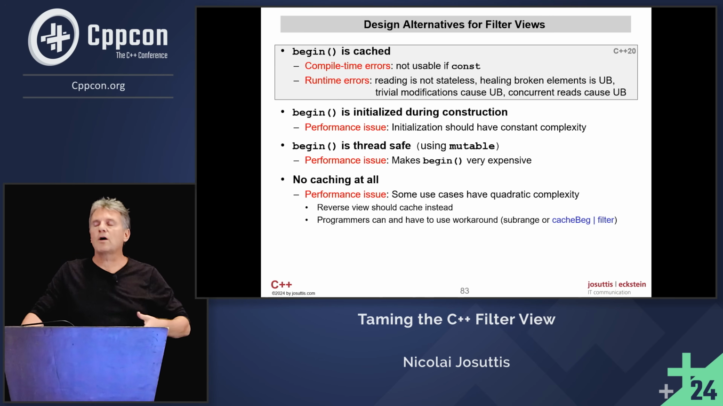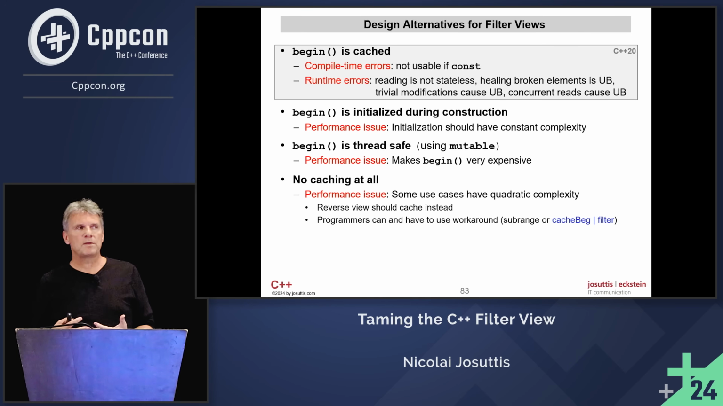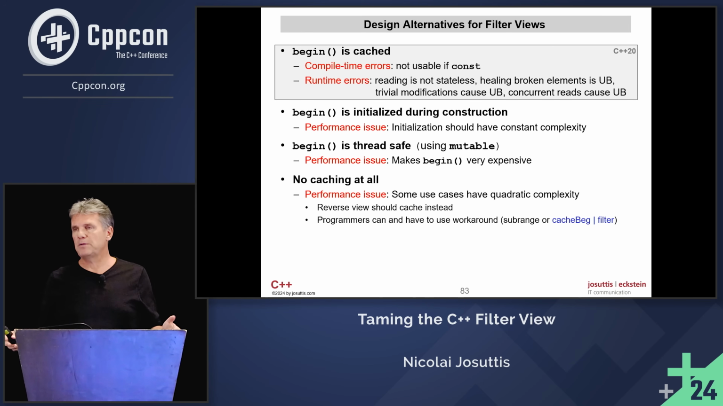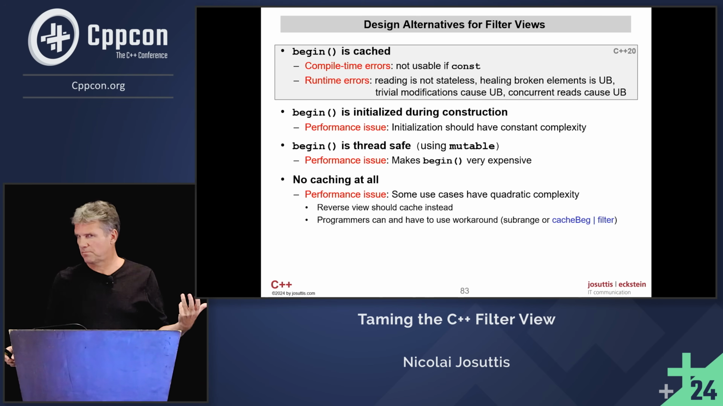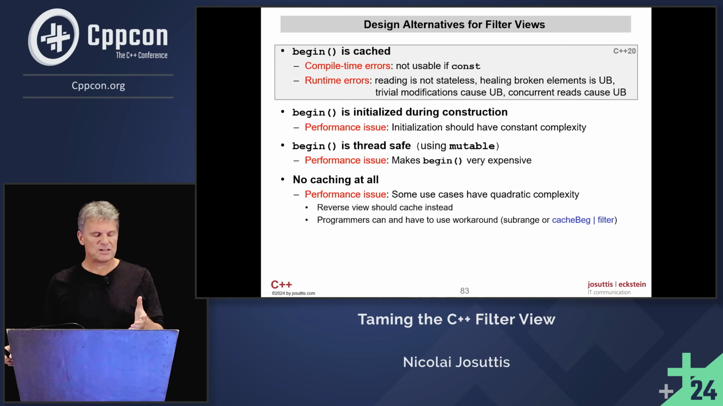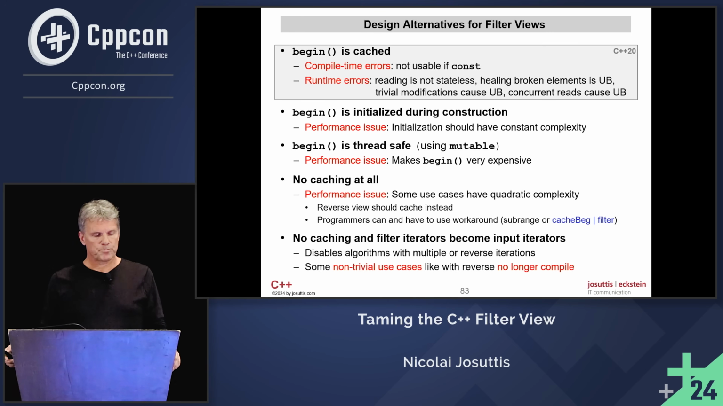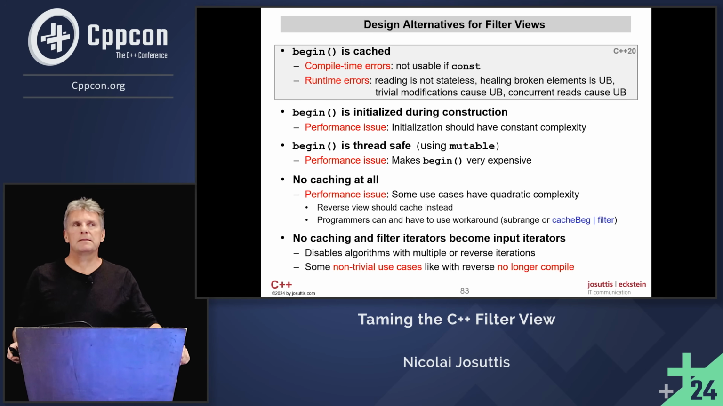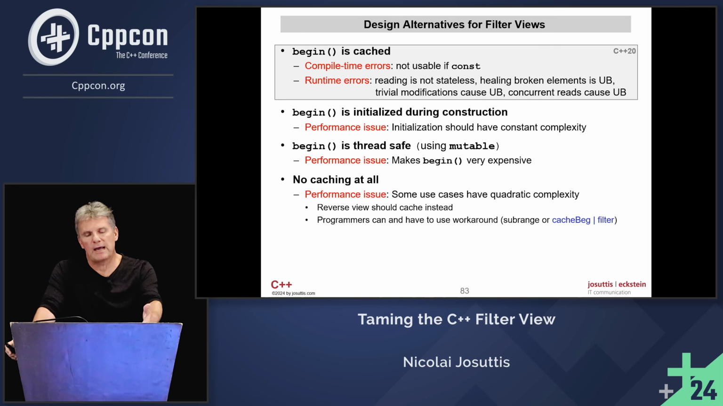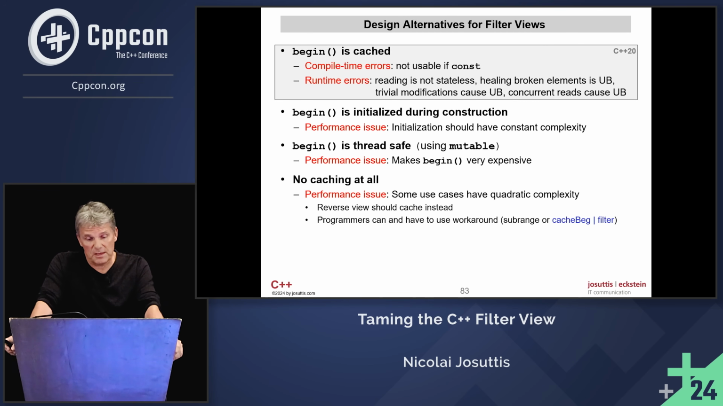But that means the programmer will also have to resolve issues when they themselves create quadratic complexity. But that's not too hard to do using a subrange, or we could provide a cache begin type element in the pipeline. Well, now it's a little bit too late, because if we switch to something like no caching at all, we might, for existing code, suddenly create quadratic complexity. That's a severe break of backward compatibility.